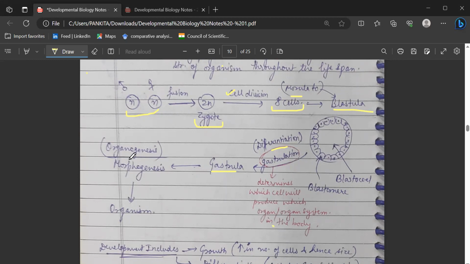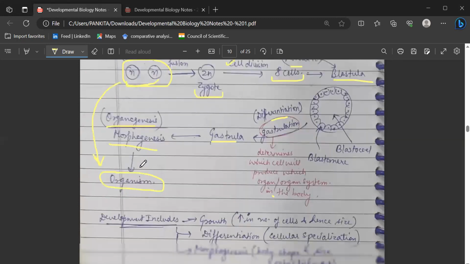After the gastrula stage, morphogenesis occurs, which is basically the organogenesis, or the organ formation, of the organism. And finally, we have the organism which is fully formed. So starting from the gametes till the formation of an organism, the study of this process, the progressive changes that occur in this process, is known as developmental biology.